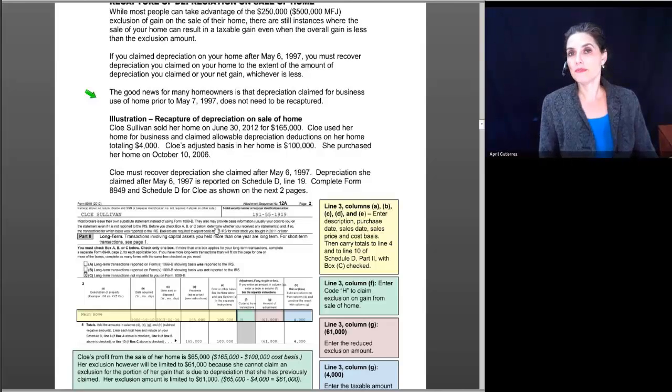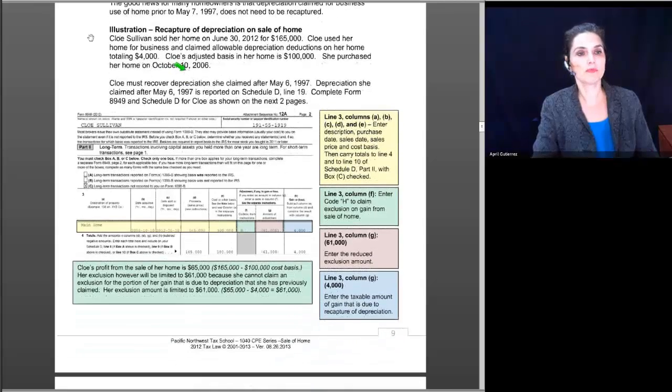But if you have any business use of the home after May 6, 1997, and you claim depreciation on the home, then that depreciation does have to be recaptured or recovered on the sale of the home, and it can create a taxable event. So here is an illustration where recapture of depreciation on the sale of a home creates a taxable situation. Chloe Sullivan sold her home on June 30, 2012 for $165,000.